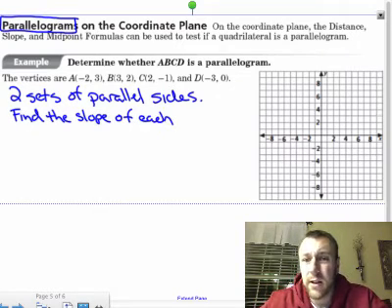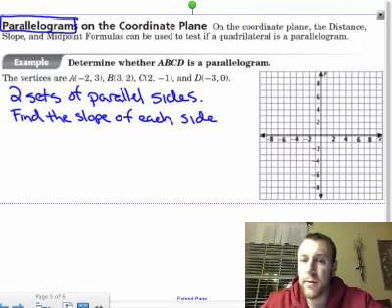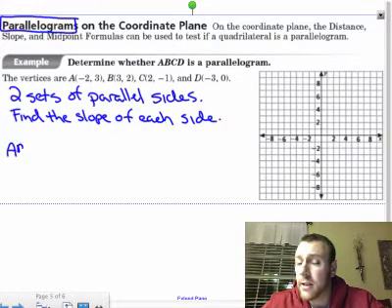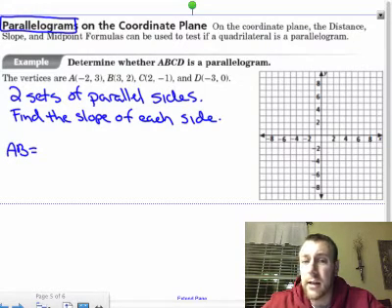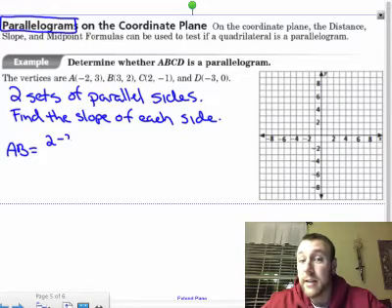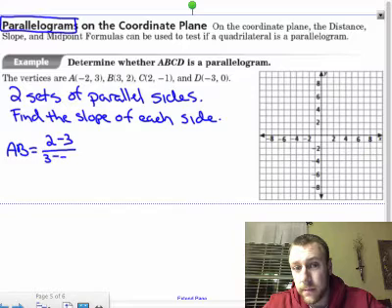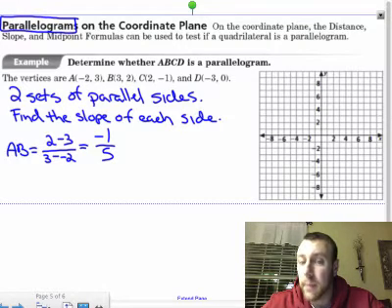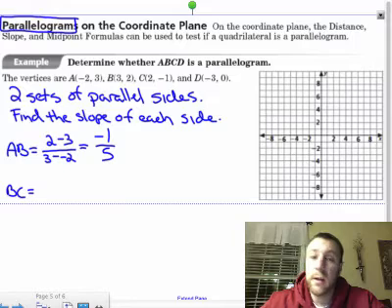So I'm going to find the slope between AB, I'm going to find the slope between BC, I'm going to find the slope between C and D, and then D and A. So I write it as AB. So between A and B, I'm just going to do the slope formula. And you got to remember that 3 minus -2 comes out to be a positive 5. Do B to C.